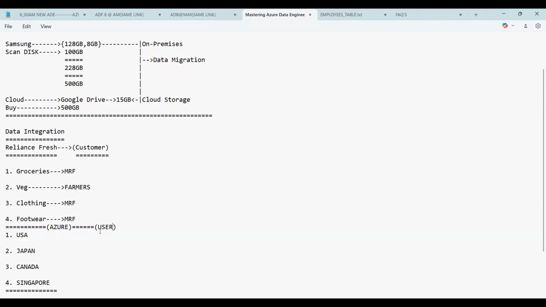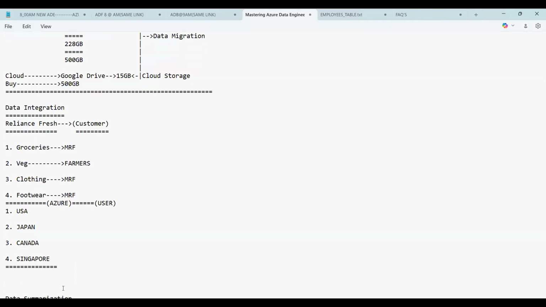But what is the satisfaction the user has? Everything they are getting at one store, that is called the Azure store. Azure is providing whatever data you wanted, but the user is ready to pay Azure, that is different. Am I right? So this kind of process is called the integration process. The same products I have replaced with data, that's the only thing we have done. So this is called data integration.